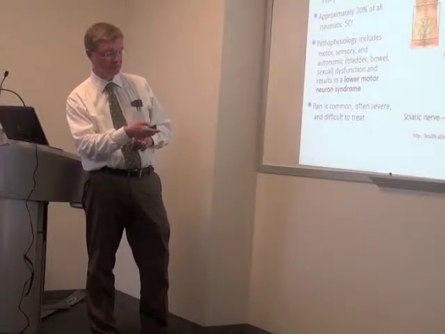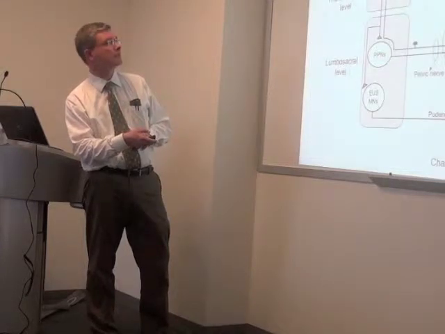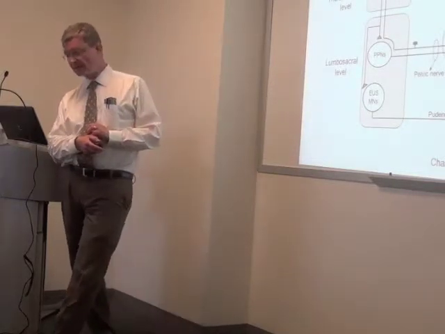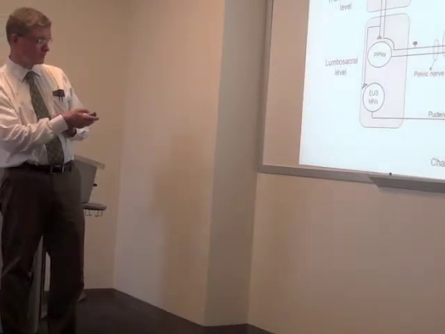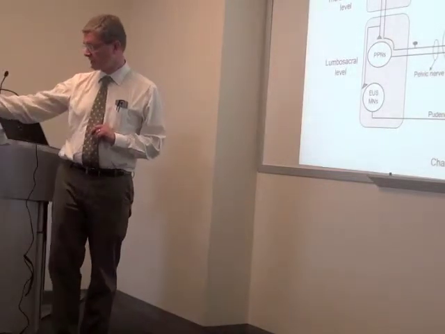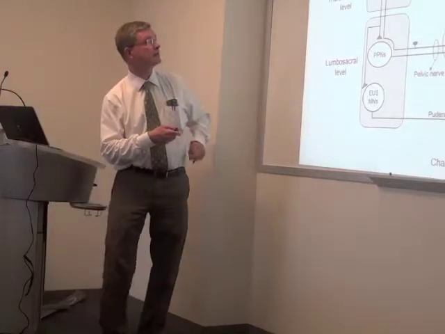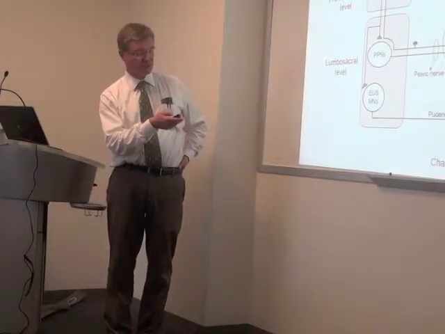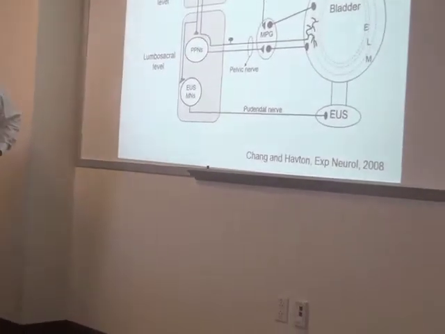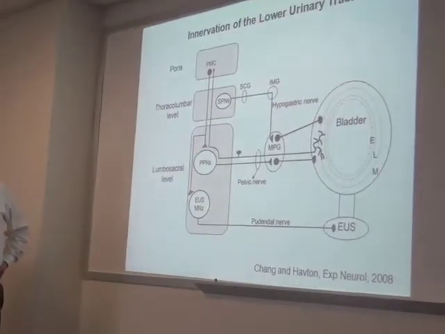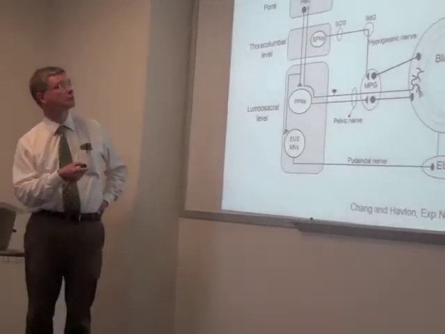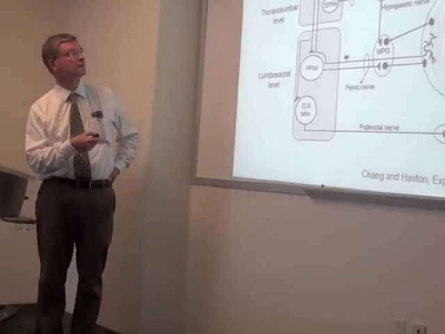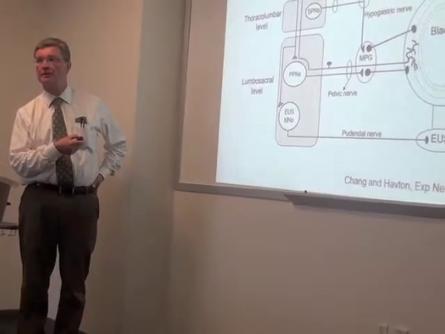So that's what we'll be discussing here. This is a schematic drawing that was published in a paper by Dr. Harriet Chang and myself a few years ago. This describes the lower part of the spinal cord when it comes to one of the most important functions that patients want to have repaired, and that is the autonomic functions of bladder and bowel.